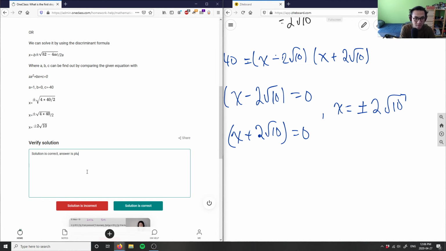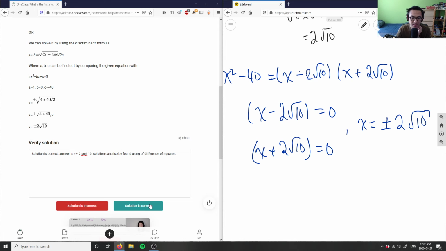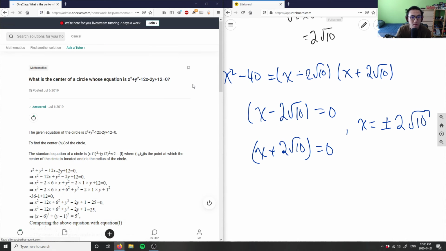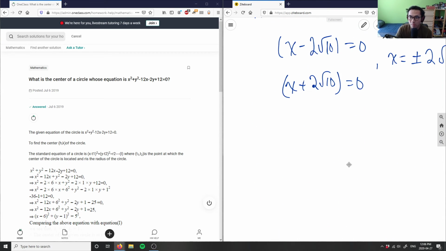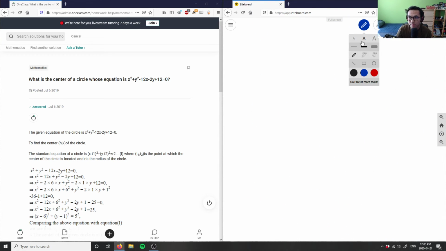The answer is plus or minus 2 square root of 10. The solution can also be found using difference of squares, which is what I implemented to get the answer here. So the solution here is correct. Okay, that was number 1. Let's go on to number 2.